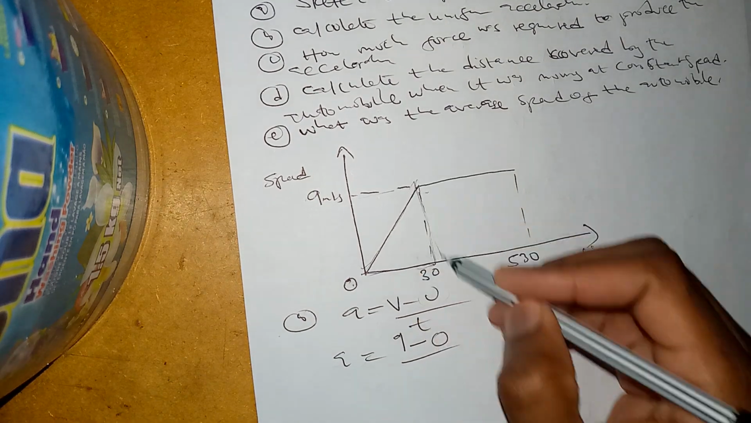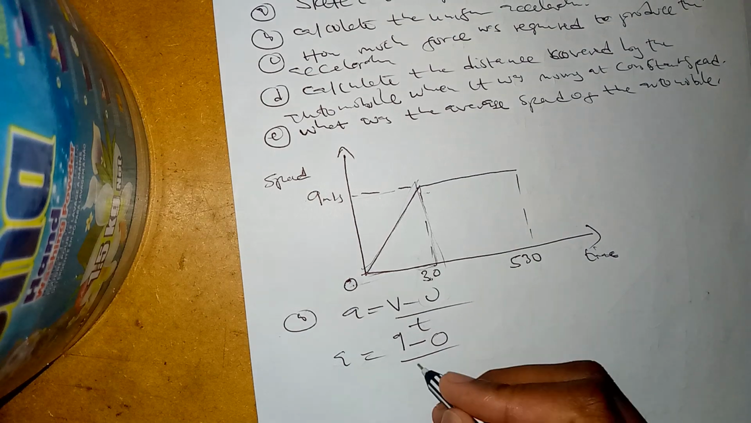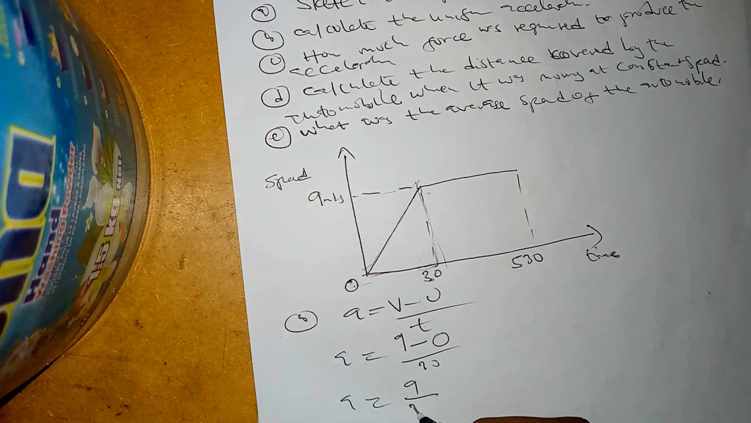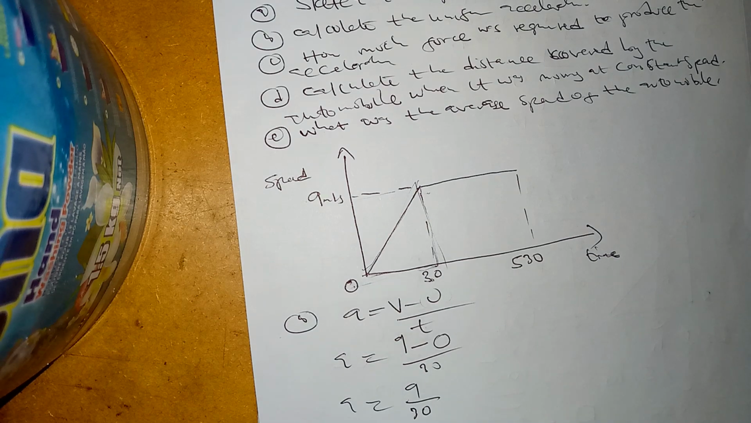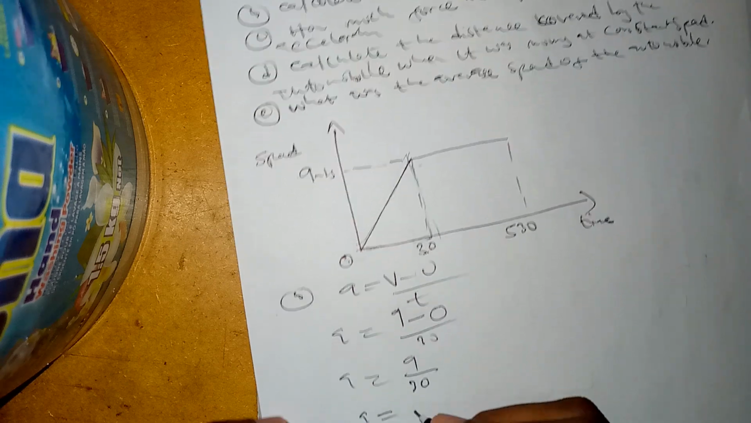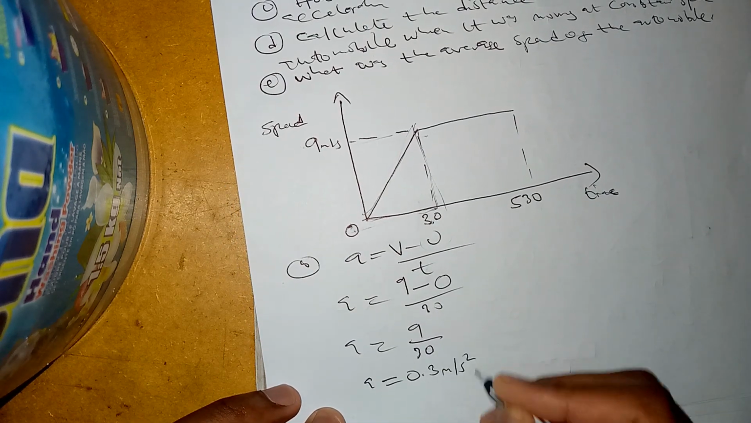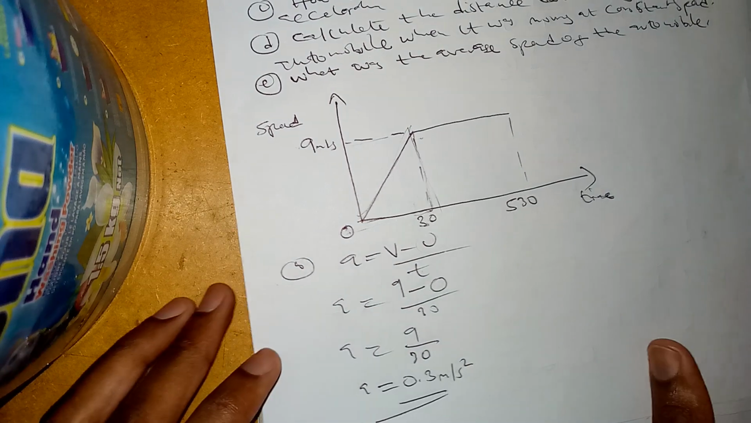What's the time in this section? The time is 30. So you say 9 minus 0, that is 9, divided by 30. 9 divided by 30 is 0.3. So acceleration is 0.3. What are the units? Meters per square second. Then you are done.